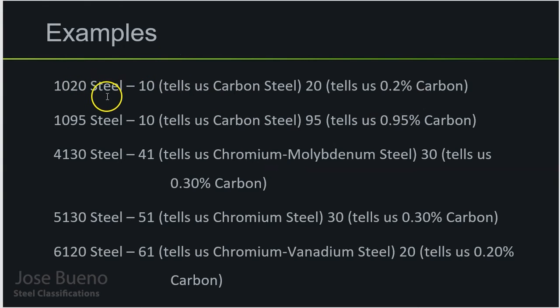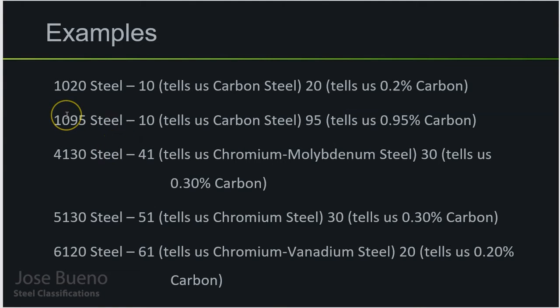So 1020 steel. This is just one example I'm going to give you. 1020. The first two numbers, 1 and 0, tell us that we're just working with regular carbon steel. Now the next two numbers, 2 and 0, a lot of people will think that, well, that means 20% carbon. But actually, it's almost like you're putting a decimal period in between the 0 and the 2. The 20 means that there's 0.2% carbon in that steel.